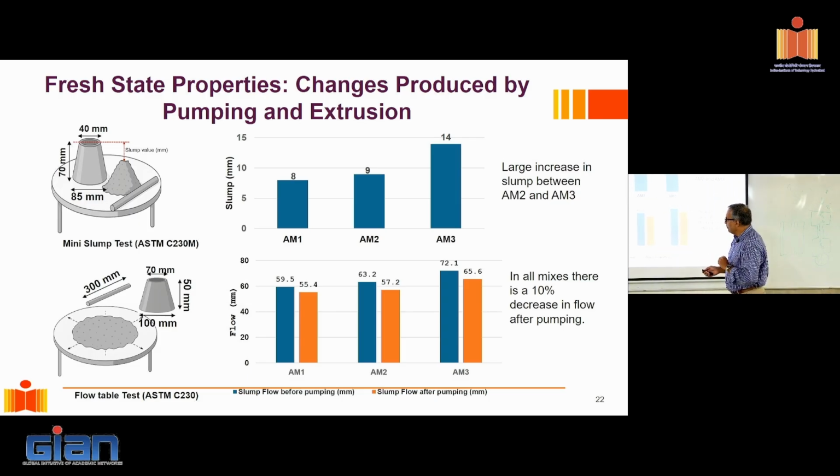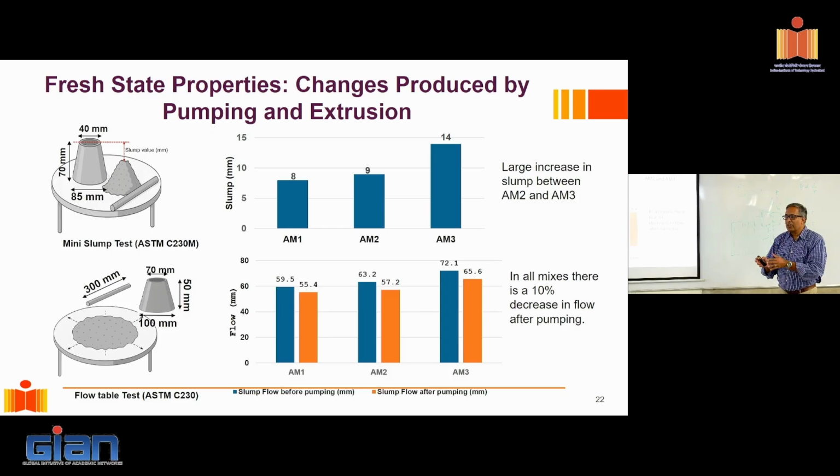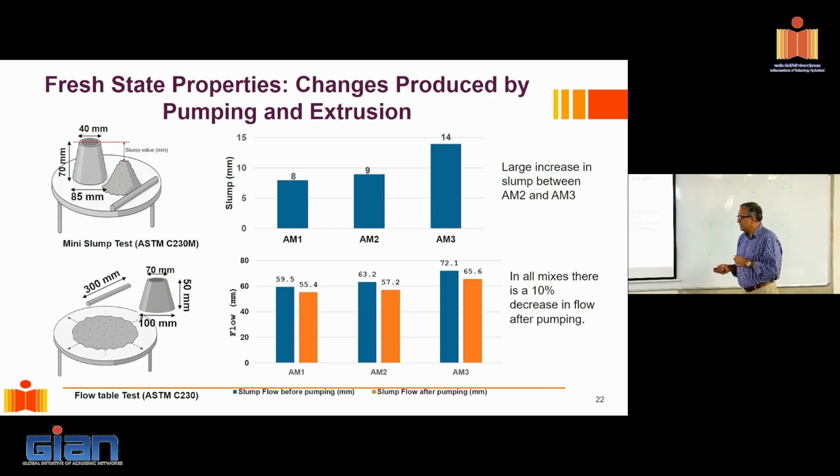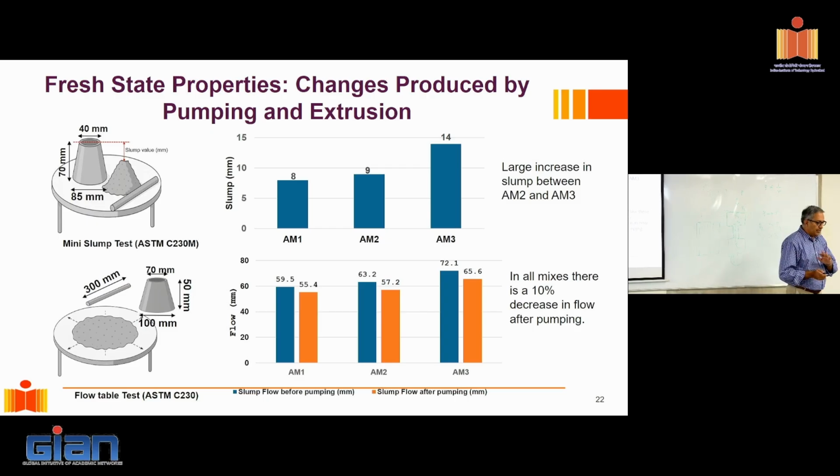Suppose I take AM1 and you look at the flow that I get from the drop table test before, that is the blue line, and after, you see there's a drop here. So the material itself has changed during the compaction process. Something has happened where the material has gotten compacted or some change has happened. What happened, I still don't know.